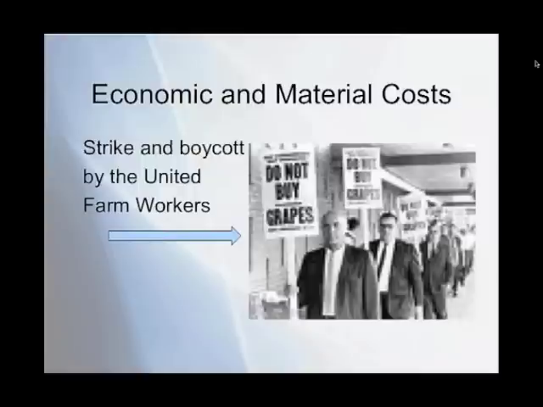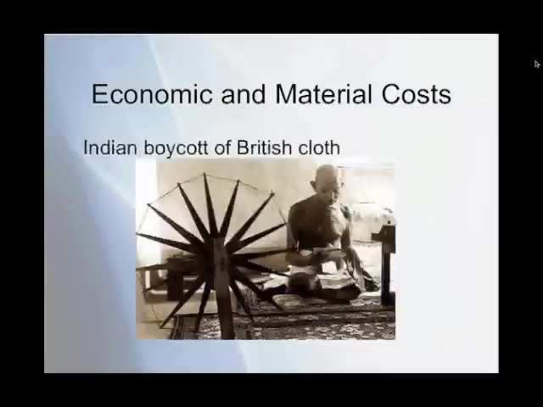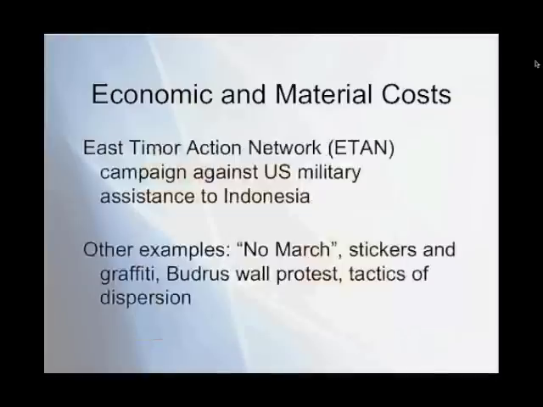Another example would be the United Farm Workers and their unionizing efforts in California. I'm actually going to talk about that a little bit later, so I'll move to the next slide. The Indian boycott of British cloth. Here you have Gandhi calling for not just Indians to stop buying British cloth, but to build their own capacity to create their own cloth. So he's doing two things. He's attempting to impose an economic cost on the British. He's also attempting to build the capacity of his movement. I'm going to keep going because time is limited.